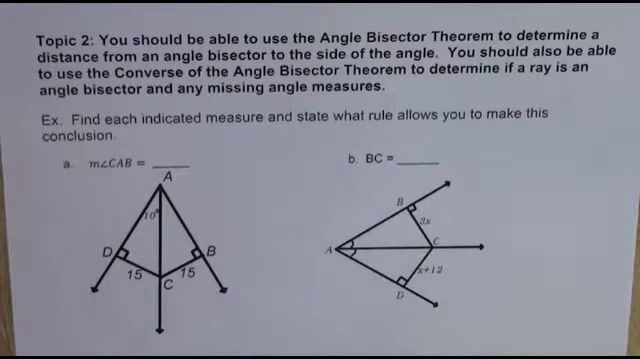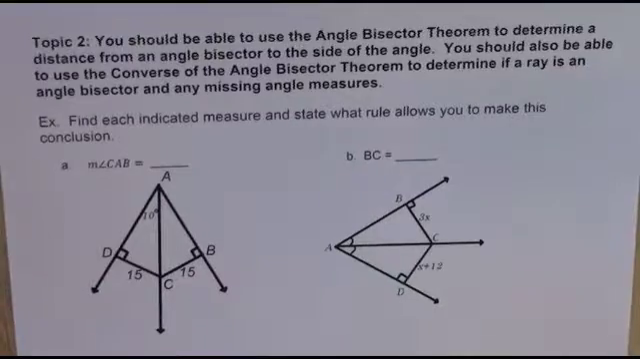So here's the idea. The angle bisector theorem says that if you have a point that is on the angle bisector, then it is equal distance to the two sides of the angle. The converse says if a point is equidistant from the two sides of the angle, then the point is on the angle bisector. So they're very, very closely related. It just depends on which direction, what information you're given in the problem.